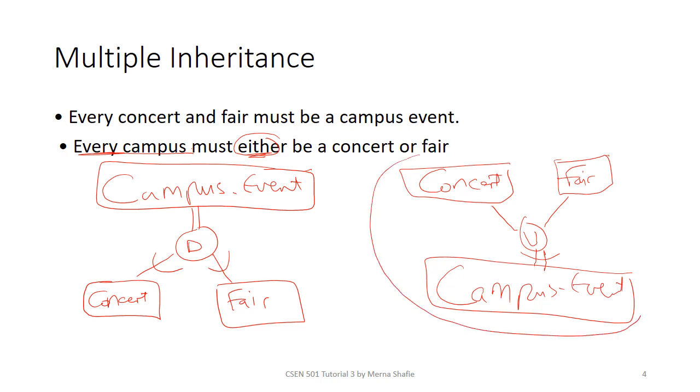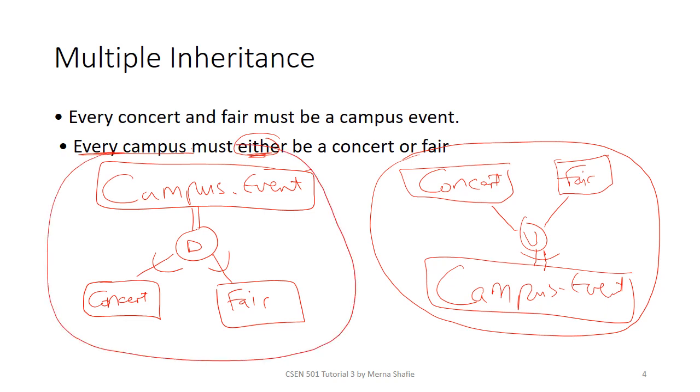طيب. Let us read both statements and take a look again at the pictures. Now, let us consider firstly this picture. طيب. Every concert and fair must be a campus event. يعني كل حاجة في superclass belongs to the subclass. تمام، عندي total participation مفيش مشكلة. طب every campus must be either a concert or a fair. يعني عندي union بيقول لي ان هو either يا اما concert يا اما fair، يعني disjoint ما بينهم. اوكي، فانا عندي اليونيون تمام، مفيش اي مشكله.